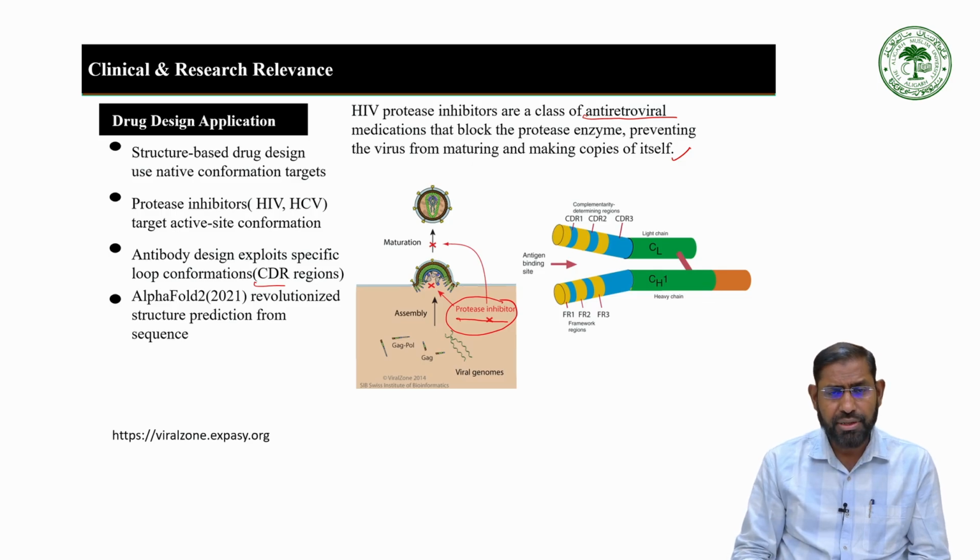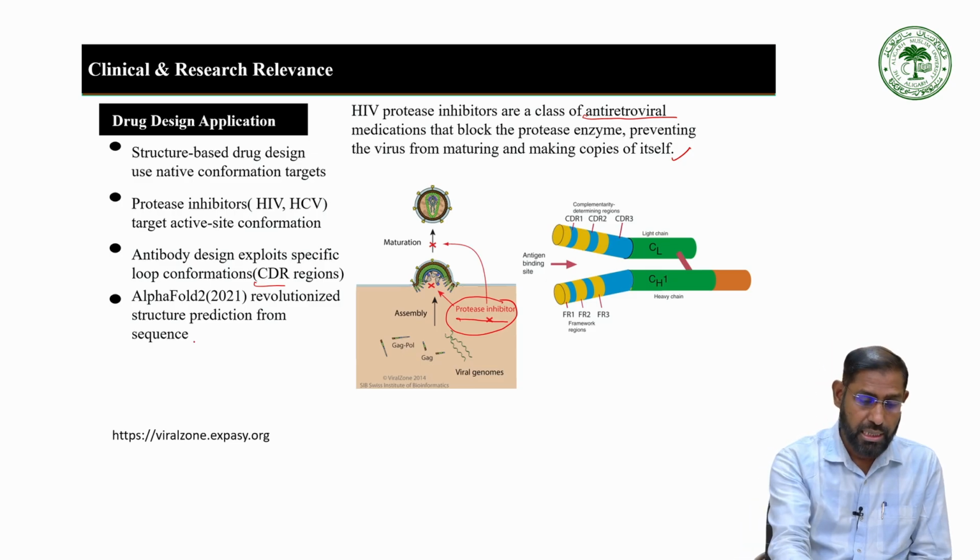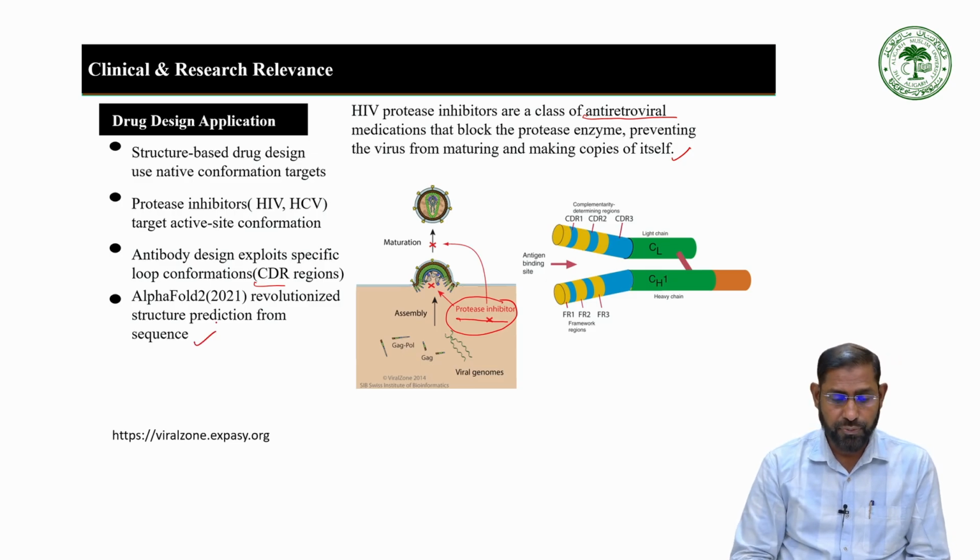Then another one we have is AlphaFold 2, the app that revolutionized structure prediction from sequences. AlphaFold 2 predicts the structure. When we provide the amino acid sequence, it can predict the structure of the protein that is functional, and also predict where to target, which specifically binds to particular receptors or molecules.